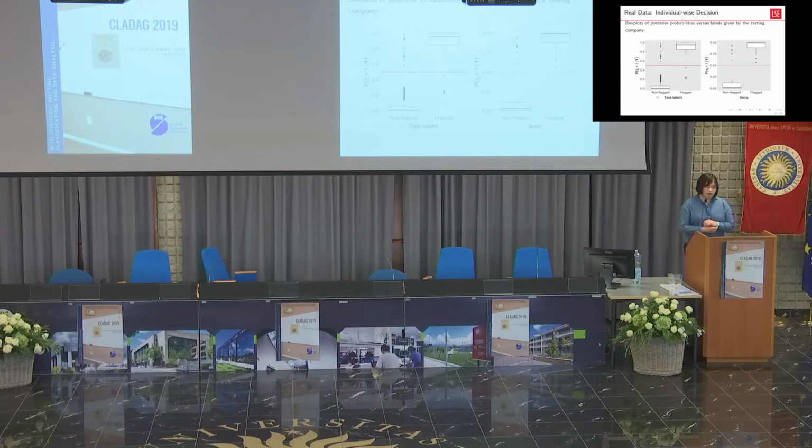So this graph shows there are 2 box plots. The left one is for the posterior probabilities of each test taker being a cheater. And the right one shows the posterior probabilities of each item being flagged as a compromised item. So this is the decision making based on individual cases.